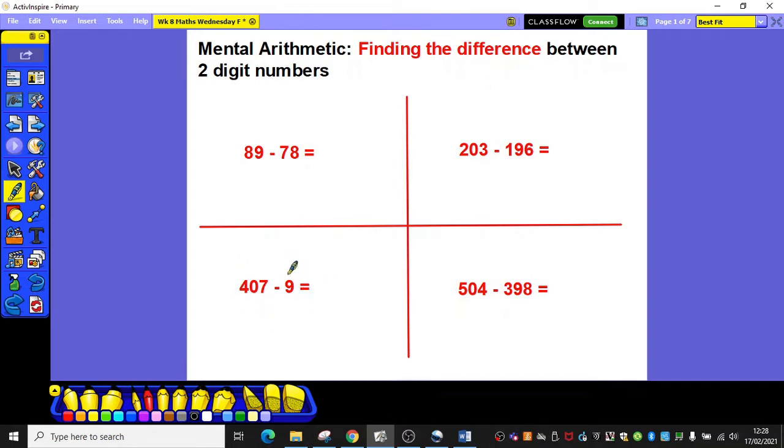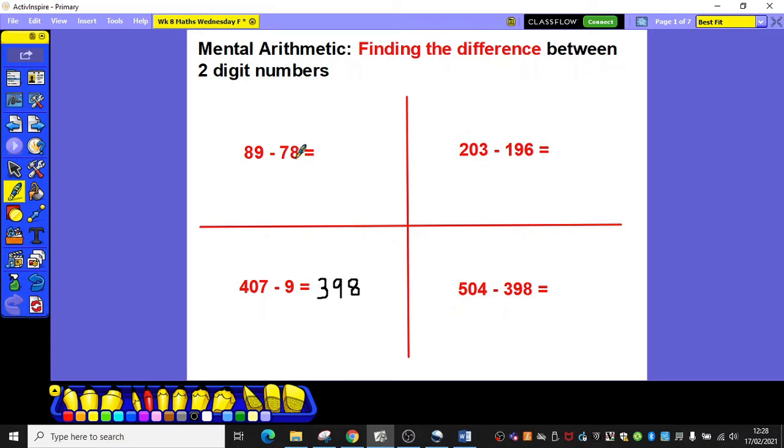However, if we look at this problem, we certainly wouldn't want to be counting on from 9 all the way up to 407. If I was completing this problem, I'd be subtracting 7, then subtracting 2 more, which gives me the answer 398. A good thing to do is always just check with the inverse, add 2 on, add 7 more, I've got back to 407. But these numbers are fairly close together, therefore counting on is a good method to use.